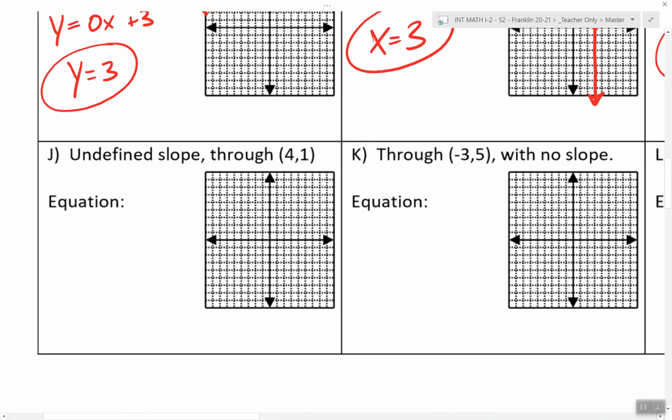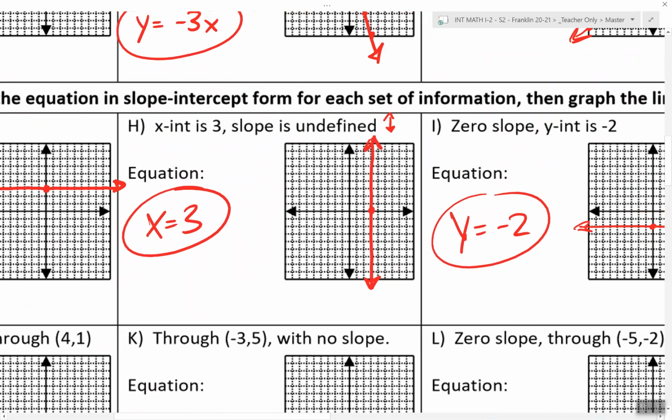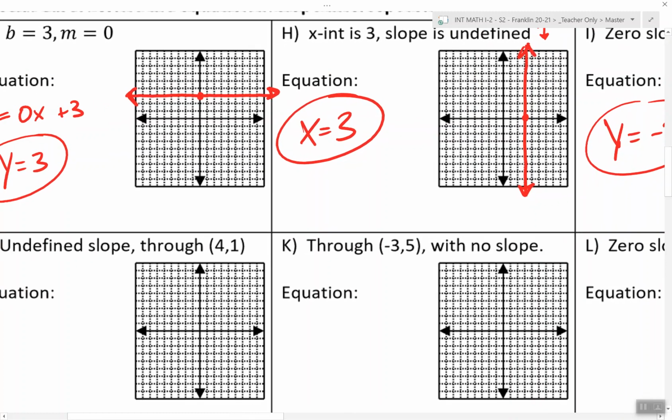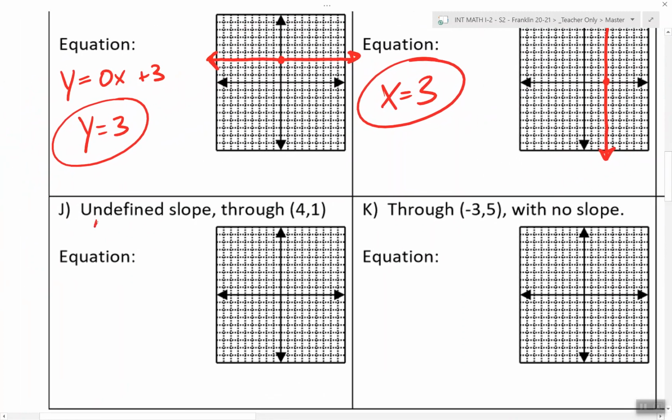Again with J, undefined slope through 4, 1. So this is very similar to example H, undefined slope. So we know it's going to be vertical, so we know it's going to start with x equals. But now the point we're given is just the point 4, 1. It doesn't give us an intercept. So 4, 1, let's find that point. 1, 2, 3, 4, 1 right here.